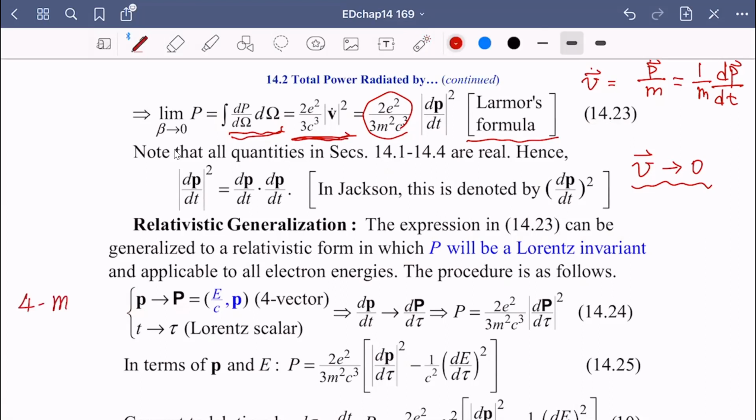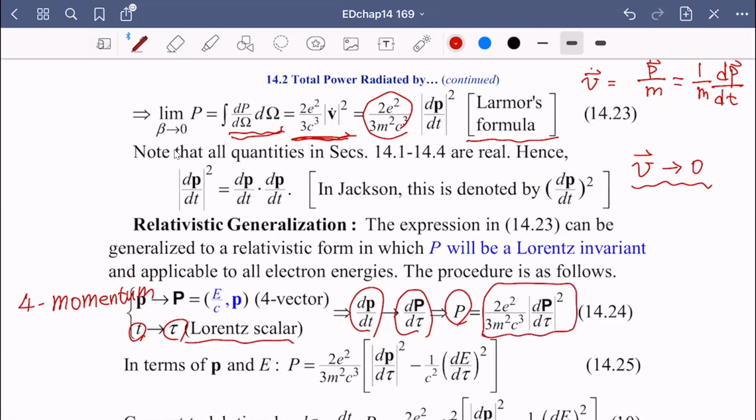We change to 4-momentum, from 3-momentum to 4-momentum. Okay, and from t generalized to tau. Tau is the proper time, it's a Lorentz scalar. So this one, dP dt, changed to capital P d tau. Therefore, P becomes this one, so we can rewrite it into the product of two 4-vectors.